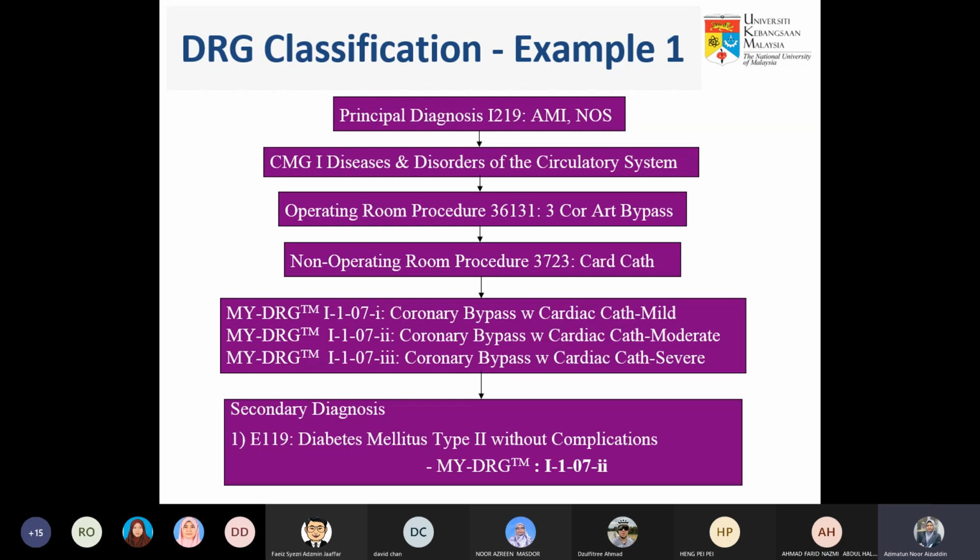Kemudian kita tengok pula patient ini melalui sekejap. Tutup sekejap. Bising.